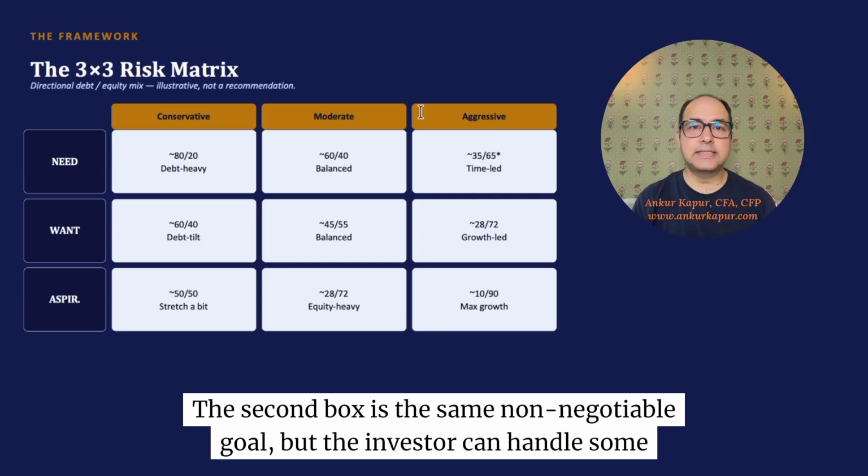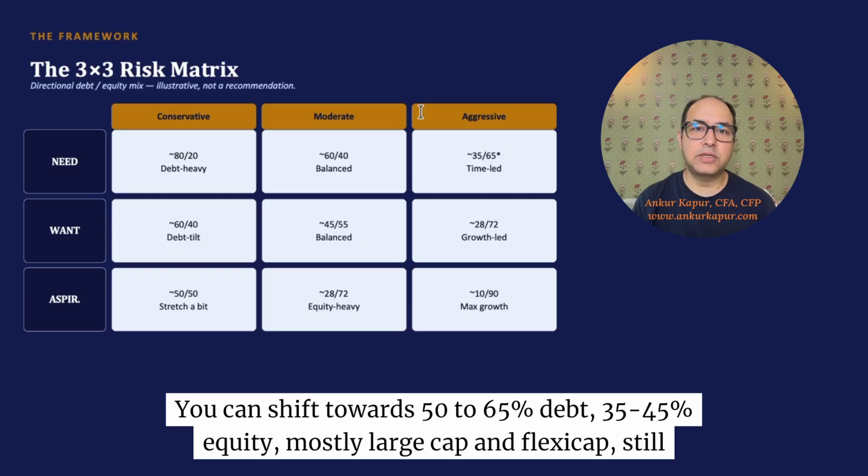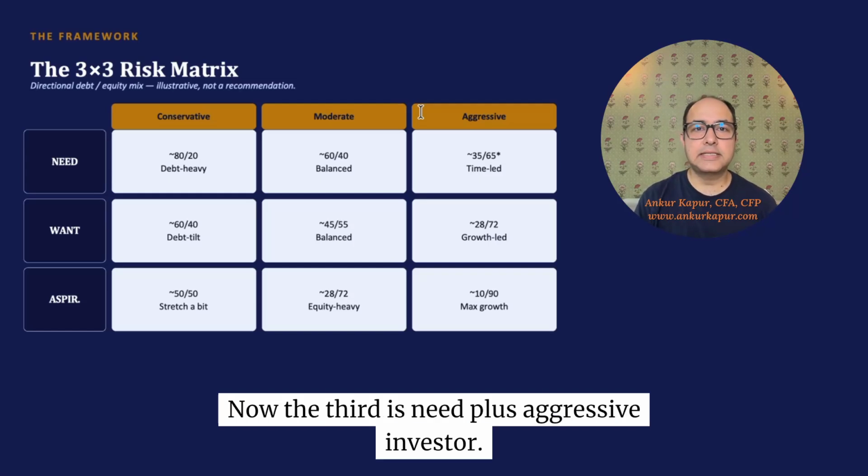The second box is the same non-negotiable goal, but the investor can handle some short-term swings. You can shift towards 50 to 65% debt, 35 to 45% equity, mostly large cap and flexi cap, still avoiding high volatility categories. Now the third is need plus aggressive investor.